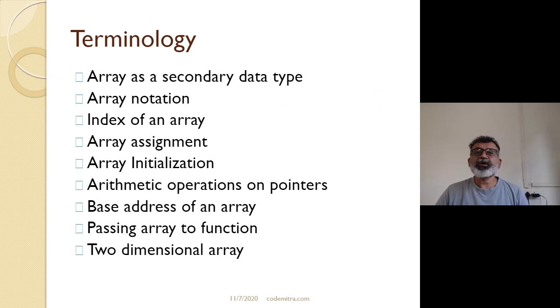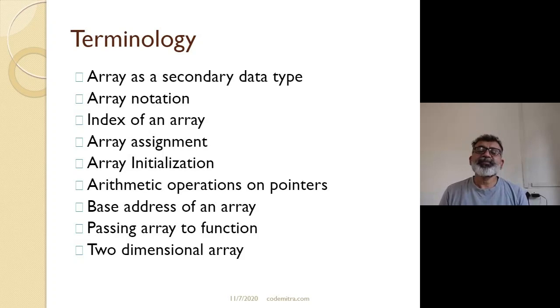Now let's review what we have already seen and what we are going to see. So array is a secondary data type, that is clear. I have explained that to you, right? Array notation is square brackets. That is how the compiler comes to know that you are dealing with an array.